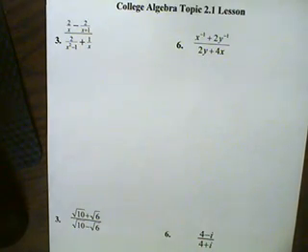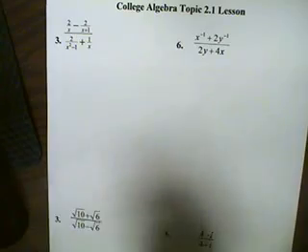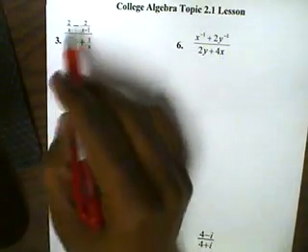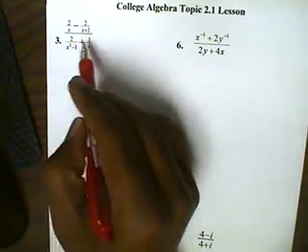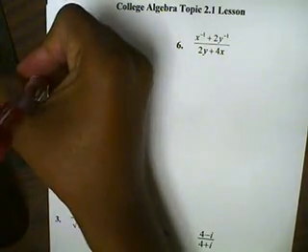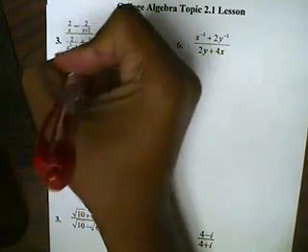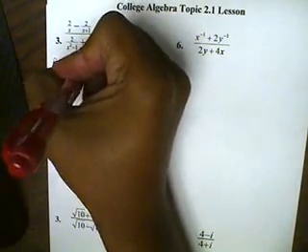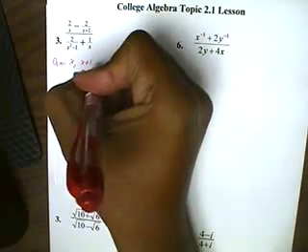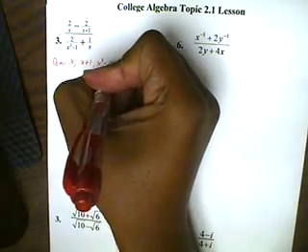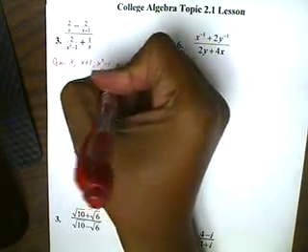College Algebra, Topic 2.1. We're going to simplify these complex rationals. First, we need to find all our denominators, so let's list them here. Our denominators are x plus 1 here, x squared minus 1, and here x.